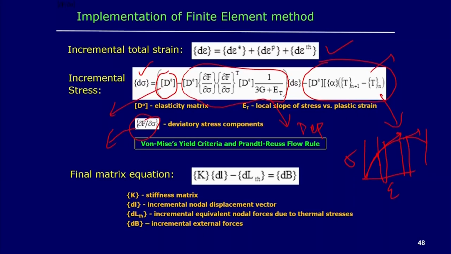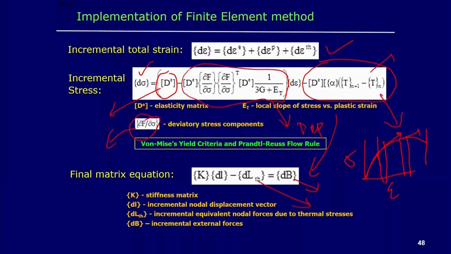Doing this, the final matrix can be written in terms of the stiffness matrix K, where d is the incremental nodal displacement vector, another term is the incremental equivalent nodal force due to the thermal stresses, and dB is the incremental external force, if any is present. If there is no external load, then it simply becomes 0. That means we finally represent the equation in the form Ax equals B in matrix form, in terms of the stiffness matrix, and by solving it we will be able to find the incremental nodal displacement.